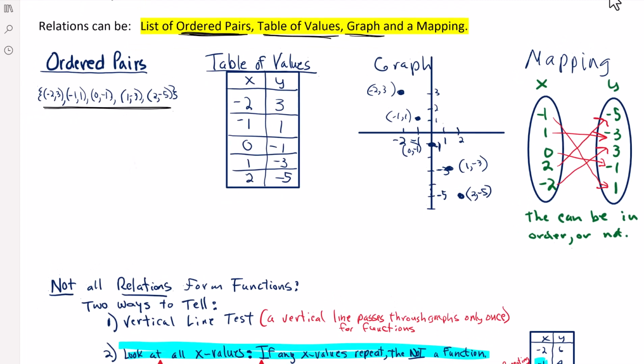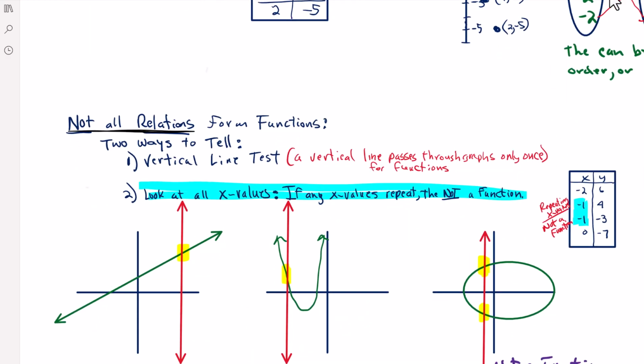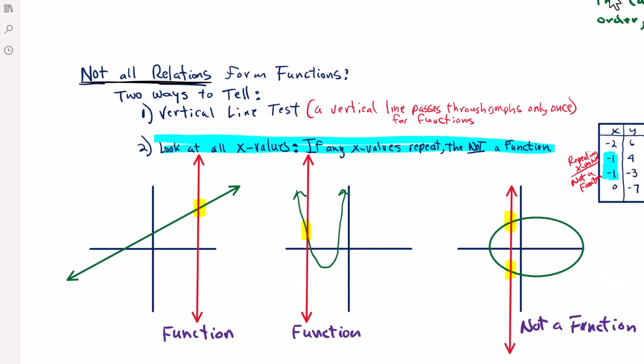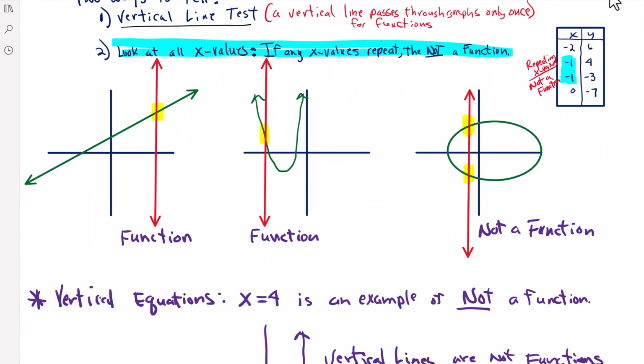These are relations. Not all relations are functions, although all functions are made up of relations. So this is how you tell if a relation is a function: it has to pass the vertical line test. Notice in these examples, here's my linear equation, here's my quadratic equation, here's my ellipse. We're going to take this red vertical line and run it across the whole graph.